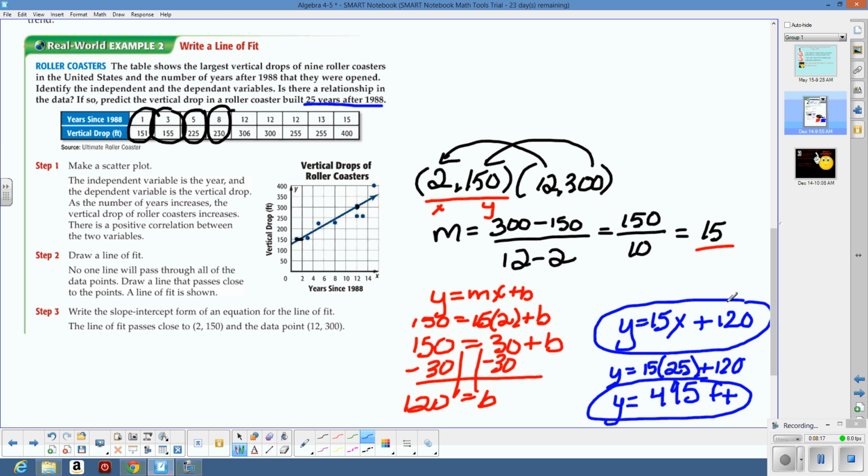This line of fit would help you to predict some data that's beyond our graph as well. Like we could put in 20 years, which isn't going to show on our graph here, and we can predict how much the vertical drop would be in 20 years since 1988. Or in this case, we did 25 years, which was beyond our graph as well.